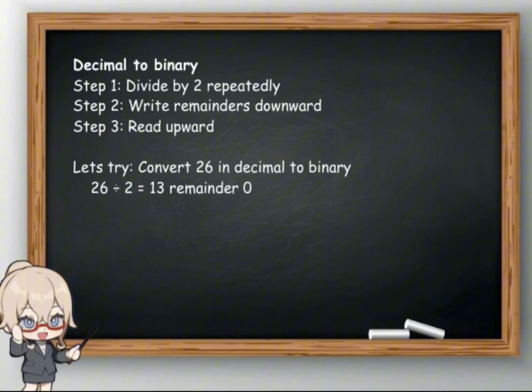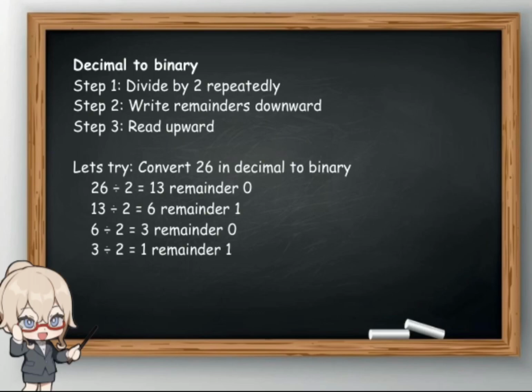So, 26 divided by 2 is equal to 13 and the remainder is 0. 13 divided by 2 is equal to 6. The remainder is 1. 6 divided by 2 is equal to 3. Remainder is 0. And 3 divided by 2 is equal to 1. Remainder is 1. And last, 1 divided by 2 is equal to 0. Remainder 1. Next, we write the remainders downward in order as we get them. So, it gives us 0, 1, 0, 1, 1.